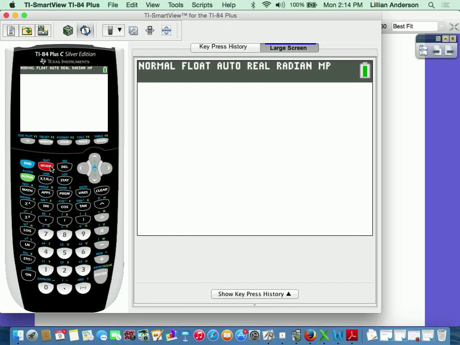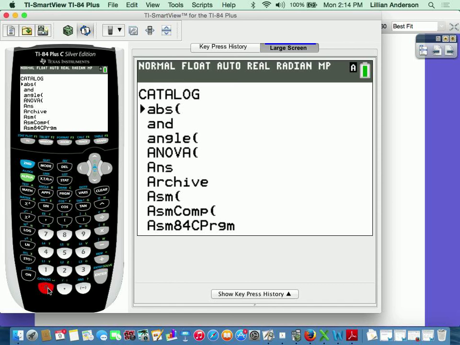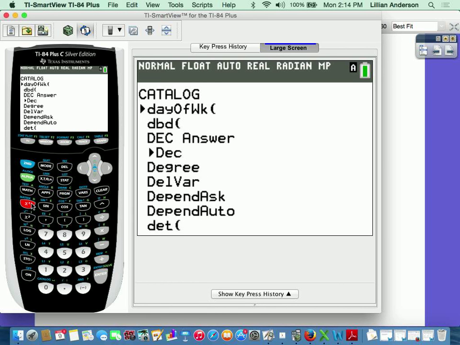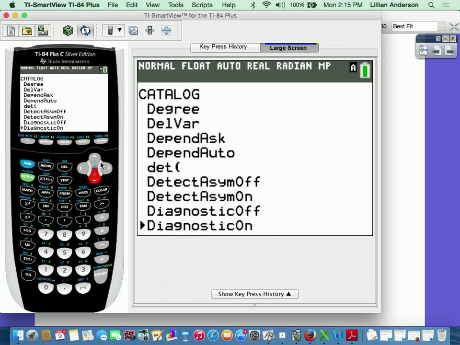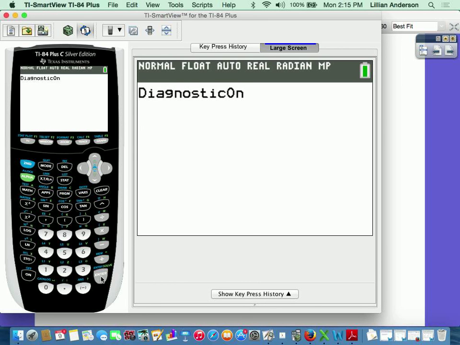You press the second button, you go down to 0, which brings up a catalog of all the options that are in this calculator. You're going to press D, which is this x to the -1 button. It takes you straight down to the D's. Then you go to diagnostic, so scroll all the way down till you see diagnostic on. I remember this. Okay, diagnostic on. You click enter. You click enter again. So now everything is turned on when it comes to your linear regression, including your correlation coefficient.